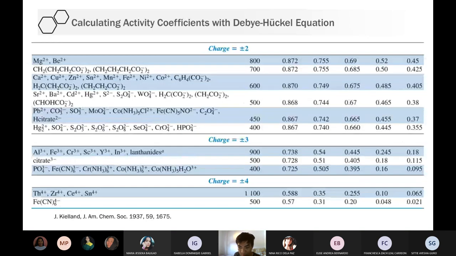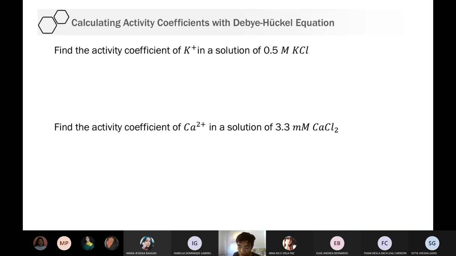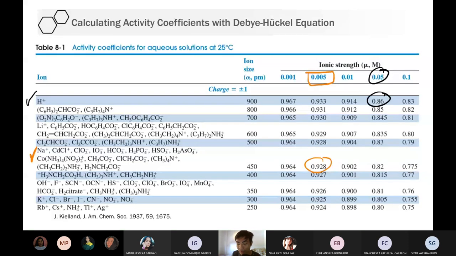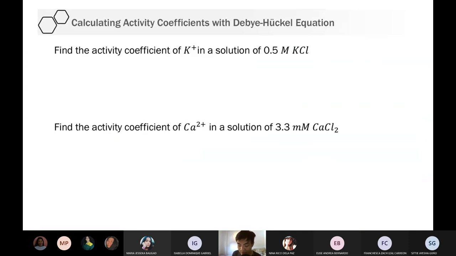Okay, so yan. Ang gawin natin to, find the activity coefficient of K plus in a solution of 0.5 molar KCl. Magdi-Debye-Hückel ka pa ba? Hindi na. No? Huwag ka na magdi-Debye-Hückel. Huwag mo na pahirapan sarili mo. Kasi may table na tayo eh. Okay. So let's solve for this. Activity coefficient of K plus. So before ka magpunta sa table, hanapin mo muna yung ionic strength. So that's 1/2 the molarity of K plus times the charge of potassium squared.